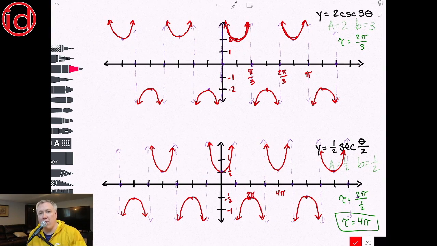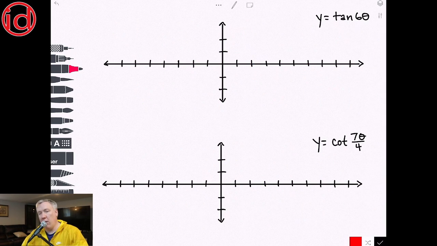And there you go. There's how to graph cosecant and secant given the amplitude and period of the sine and cosine graphs related to them. All right, let's go ahead and move on to tangent and cotangent. Okay, so here we go.